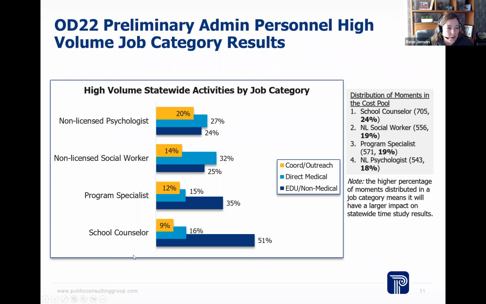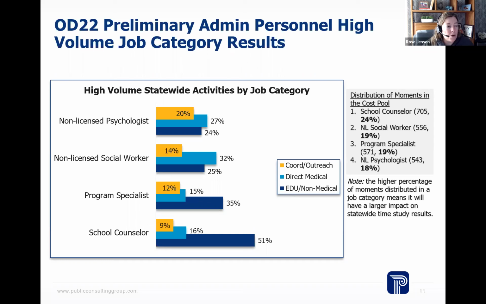I think the last thing I'll point out on this slide is those non-licensed psychs up at the top. Remember, these are the non-licensed psychs in the admin cost pool. And you may have them now able to move over to the direct service cost pool based on the supervision lift, right, that Tiara mentioned earlier. So just something to consider.